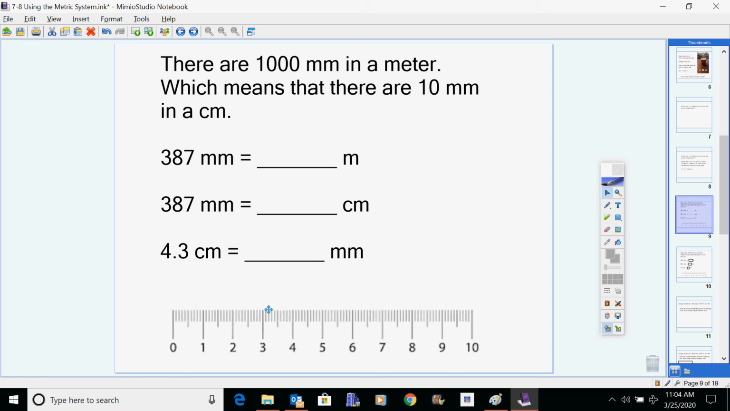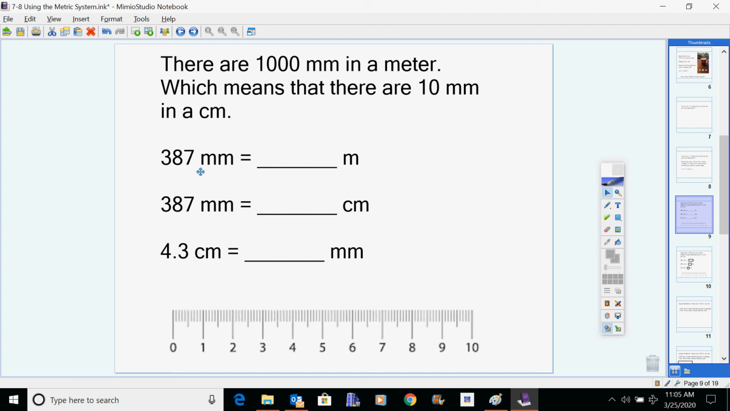Okay, so since there's 10 millimeters in each centimeter, and there's 100 centimeters in a whole meter, it should make sense that since there's 10 each in those, you get 1,000 millimeters in a meter. Okay, 10 millimeters in a centimeter. So let's think through some of these problems right here.